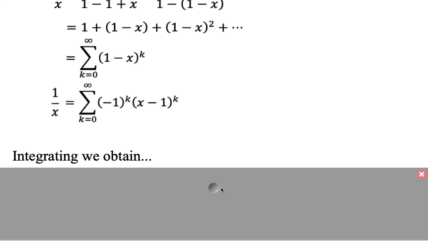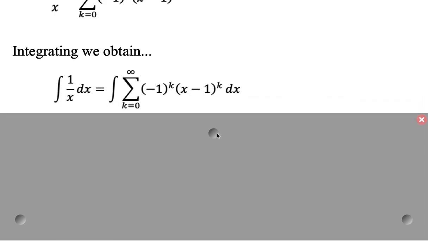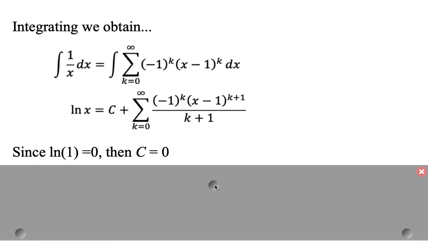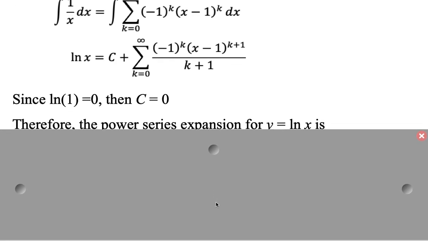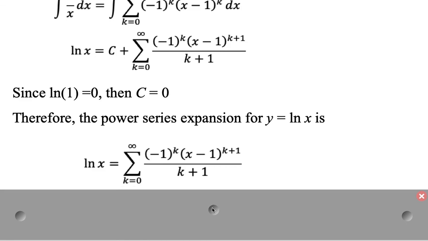Now we can take an antiderivative. Integrating on both sides, we set up our integral, and we obtain that ln of x is equal to a constant plus k equaling 0 to infinity of -1 to the k x minus 1 to the k plus 1 over k plus 1. Since ln of 1 is 0, our constant will turn out to be 0, and therefore the power series expansion for y equals ln of x is simply k equaling 0 to infinity, -1 to the k, x minus 1 to the k plus 1 over k plus 1. This concludes our video.